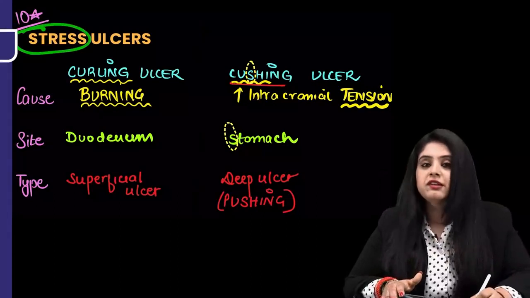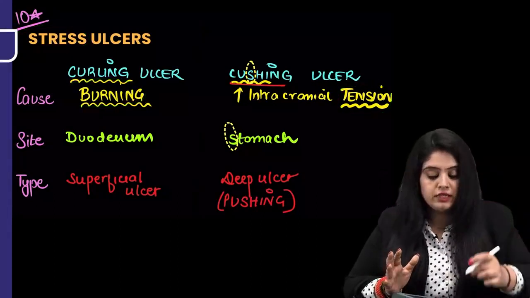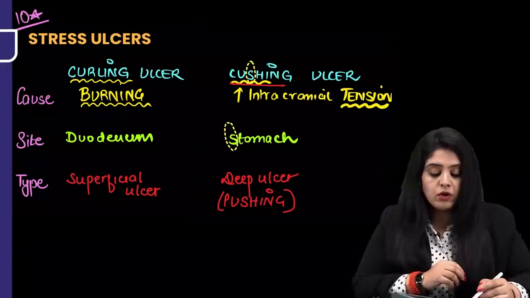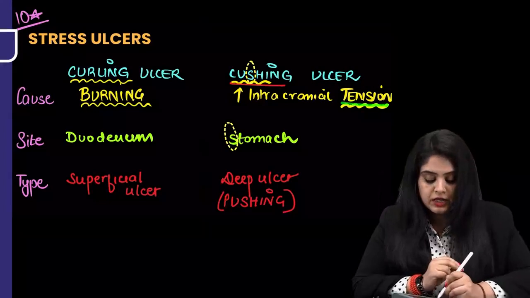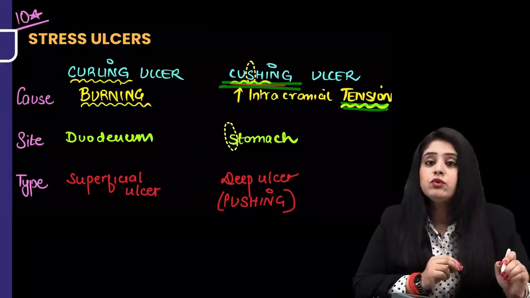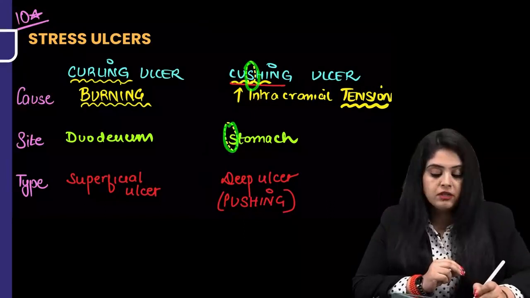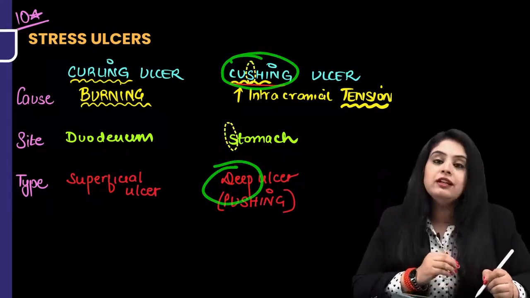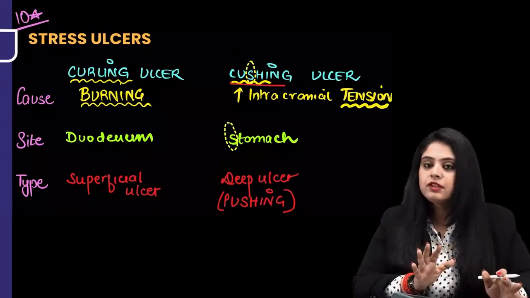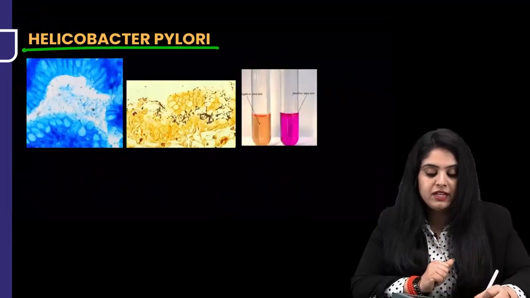So what kind of stress am I talking about? Either burns or some meningitis like intracranial tension increase. So remember, when we're talking about burns, a burning patient is going to have curling ulcer. An intracranial tension patient is going to have Cushing ulcer. Then Cushing has S, so that occurs in the stomach. Curling occurs in the duodenum. And Cushing is going to be pushing, so that is the deep pushing ulcer. Sorted with stress ulcers, let's go on to the next topic of the stomach.